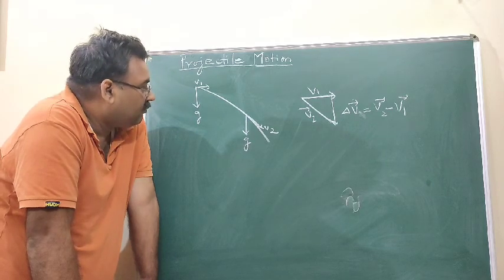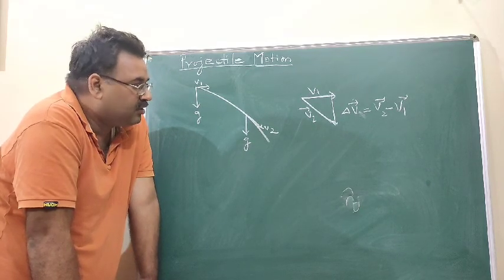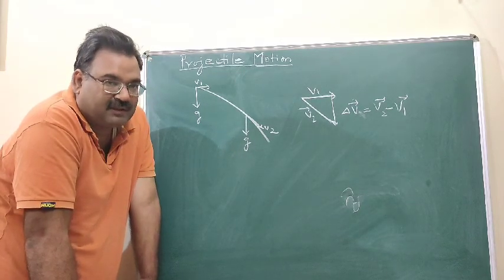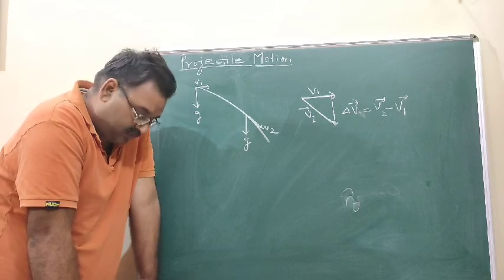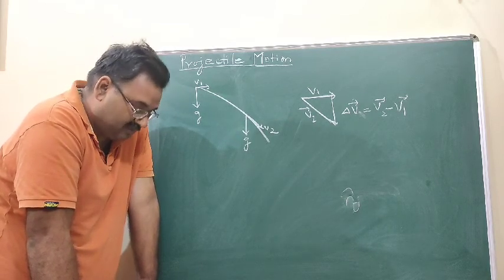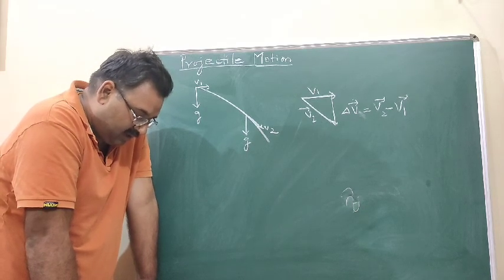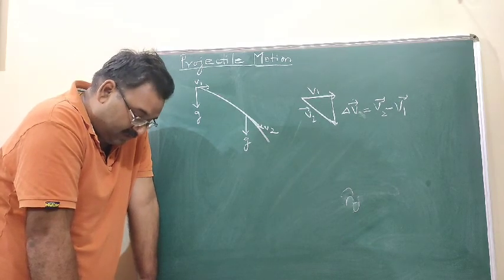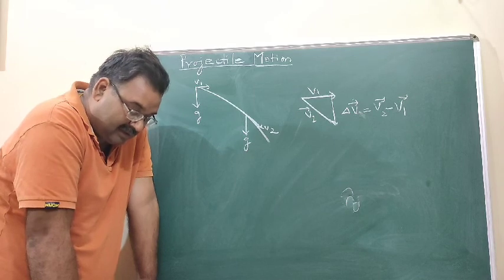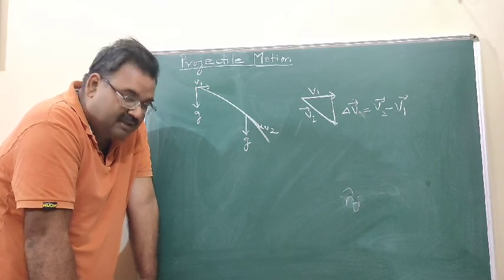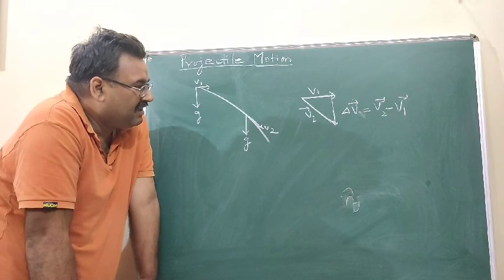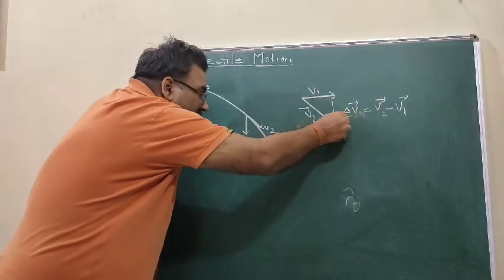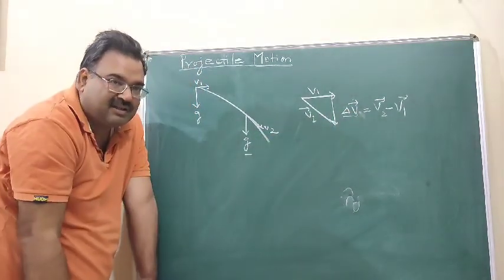So as the ball is coming down under the acceleration due to gravity, its direction as well as its magnitude are both changing. The velocity is changing from v1 to v2. The change in velocity is given by delta v. We find the difference of the velocities, v2 minus v1, that is delta v. The important thing is that the change in the velocity is in the same direction as the direction of gravity. You can see here, this is delta v. What is the direction of delta v? It is the direction of gravity.